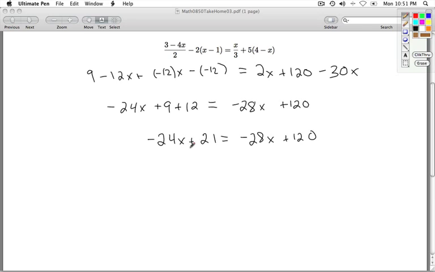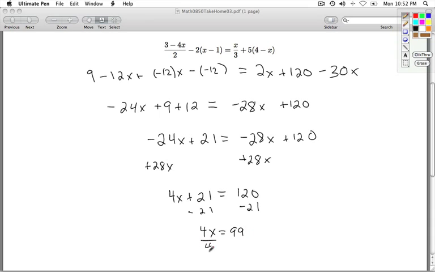So that's just combining the like terms after we've removed the parentheses. Now we need to get all the x's on one side and all the numbers on the other. I can accomplish that by adding 28x to both sides. Negative 24x plus 28x gives me 4x. So 4x plus 21 equals 120. We need to subtract the 21 then from both sides. I get 4x equals 99.